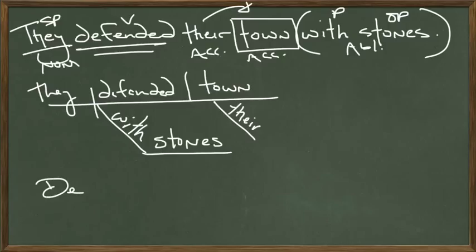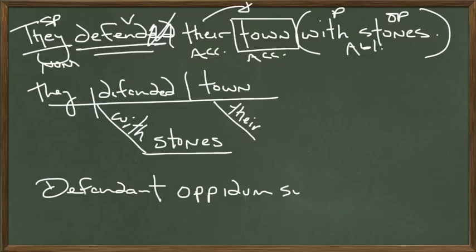So, defendant, they defend. I'm going to keep it in the present tense instead. So let's just change this to they defend. Defendant, they defend their town. Defendant oppidum. Oppidum suum, because they're defending their very own town. Both of them in the accusative case, and we're just talking about one town. And they're defending their town with stones.